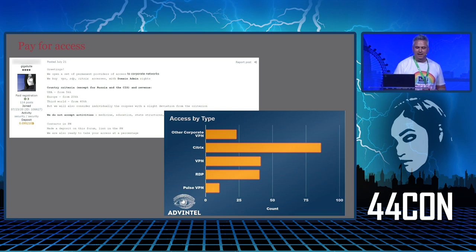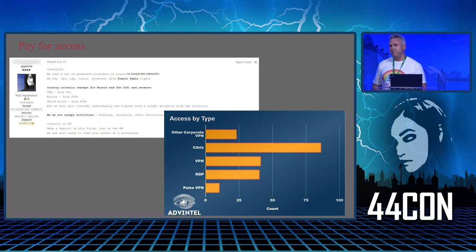Anyway, the image at the bottom there is from Advent Intel, and what was interesting is that at the time, Citrix was the most in demand for initial access brokers. But in reality, I think they'll take any kind of access into an environment.